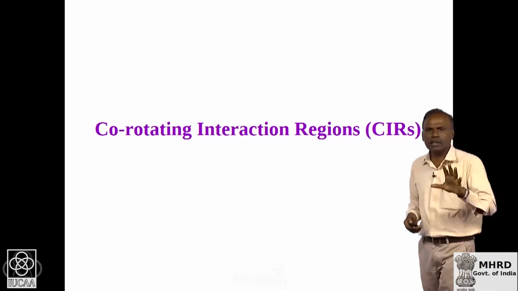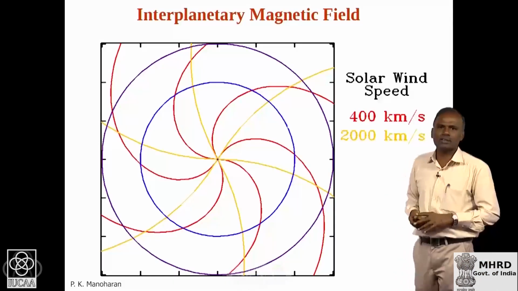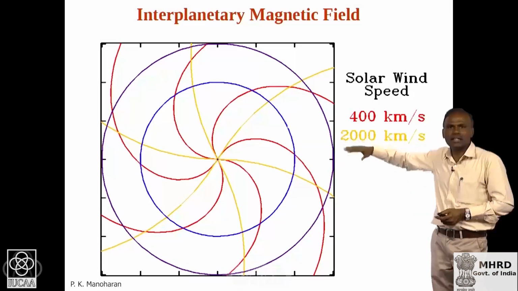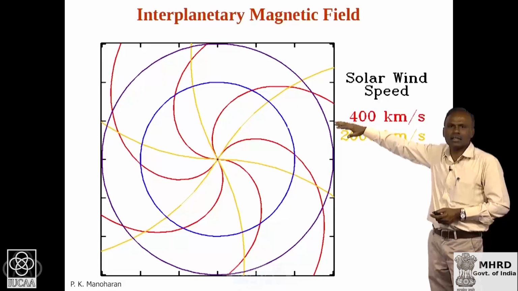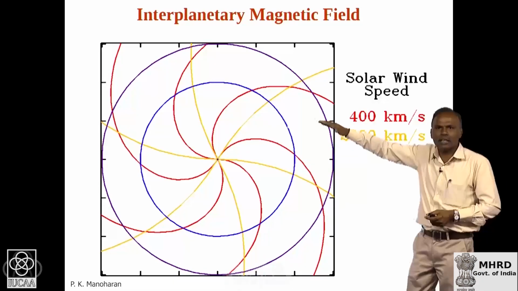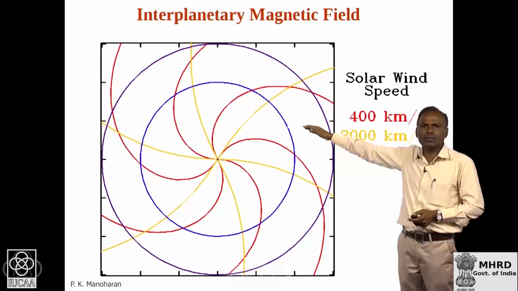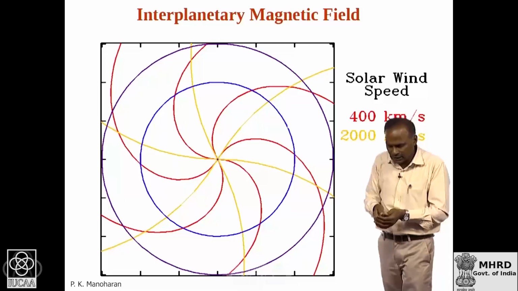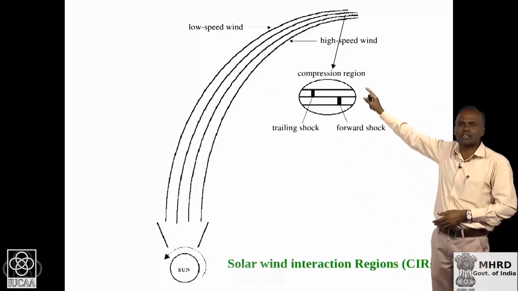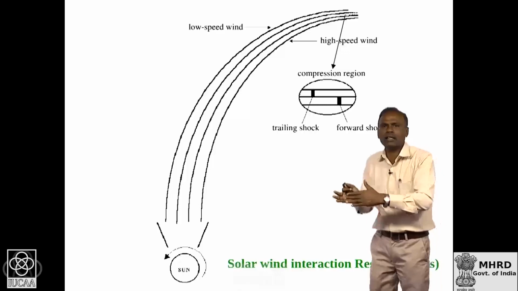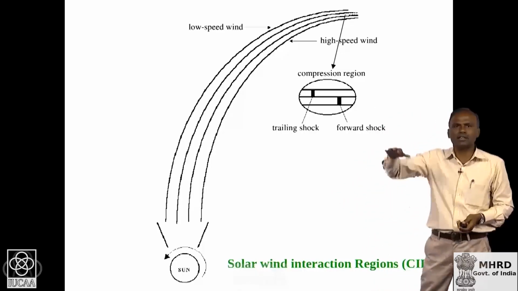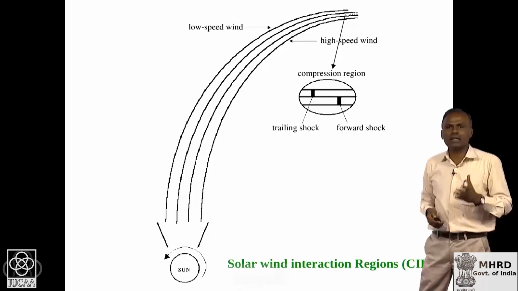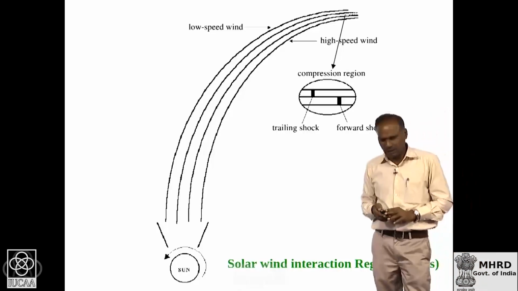Now, co-rotating interaction regions, how are they formed actually? In the co-rotating interaction region, the yellow lines are associated with the high speed wind, and the red lines are associated with the low speed wind. Since the high speed wind interacts with the low speed wind, at the interaction region sometimes we get a shock. So they can produce shock, and they can also produce geomagnetic storms.